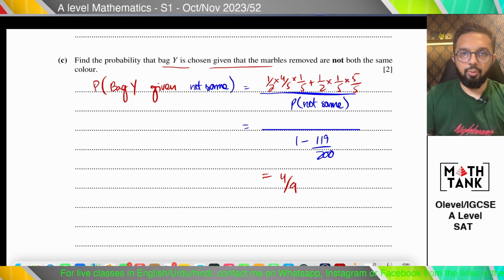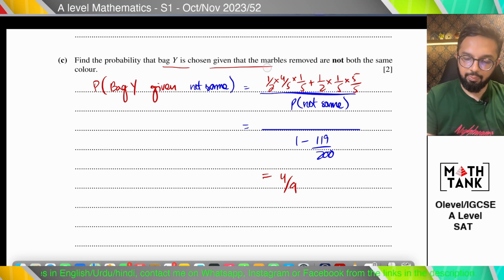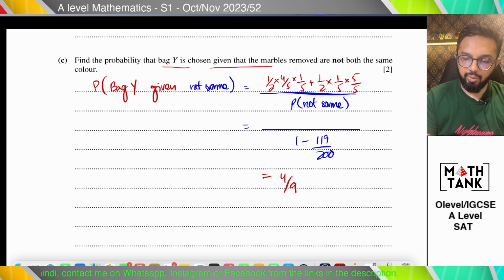Okay, so bag Y given not same is YRR, YRW, and YWR. And the not same is simple.